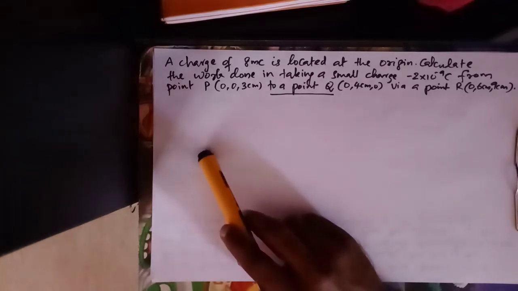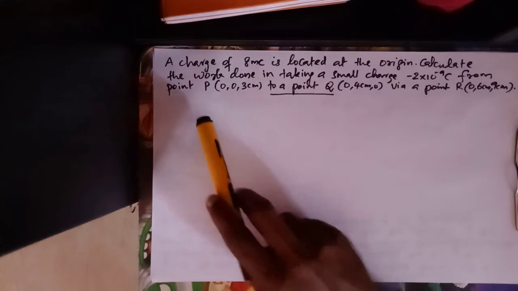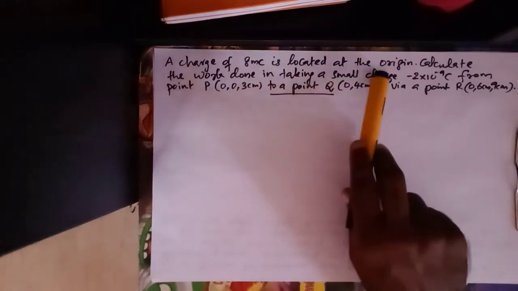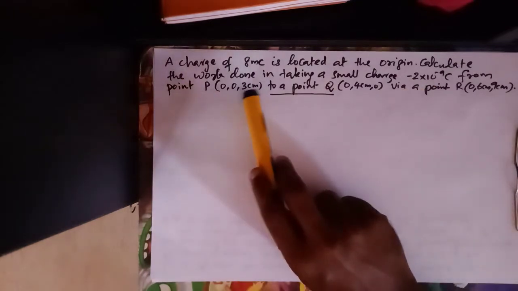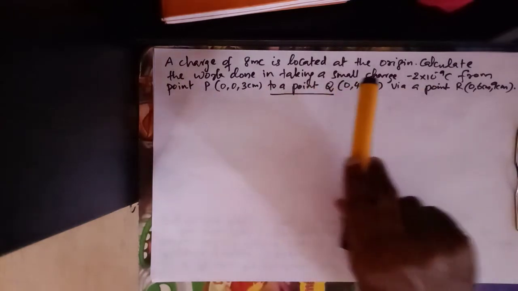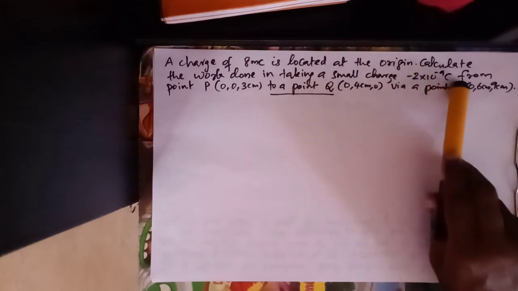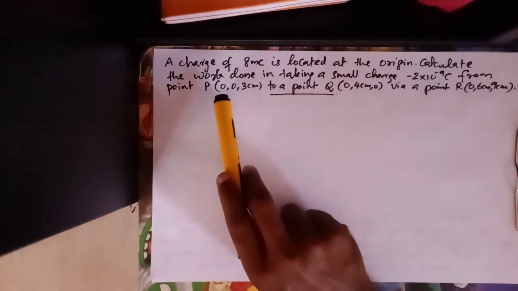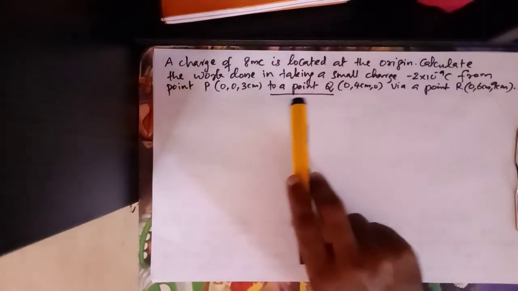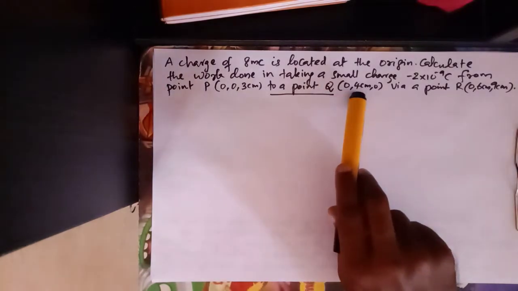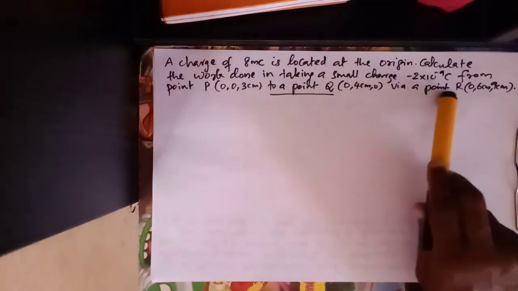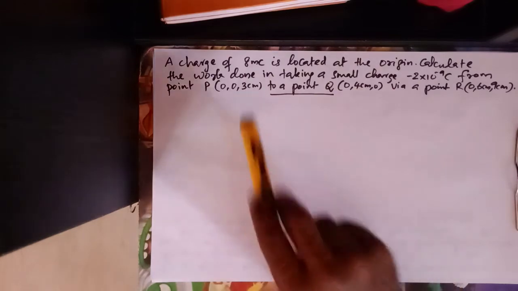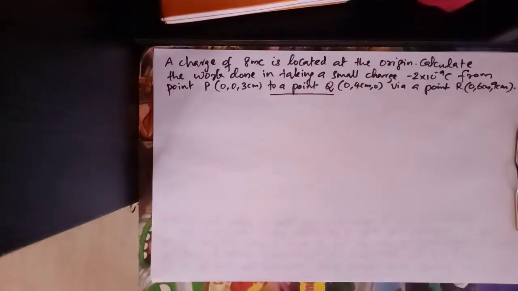We have a problem in electric potential. The problem is: a charge of 8 millicoulomb is located at the origin. Calculate the work done in taking a small charge of minus 2 × 10 raised to minus 9 coulomb from point P, which has coordinates 0, 0, 3, to a point Q, 0, 4, 0, via another point R, 0, 6, and 9. Okay, so first we will draw the diagram based on the question.